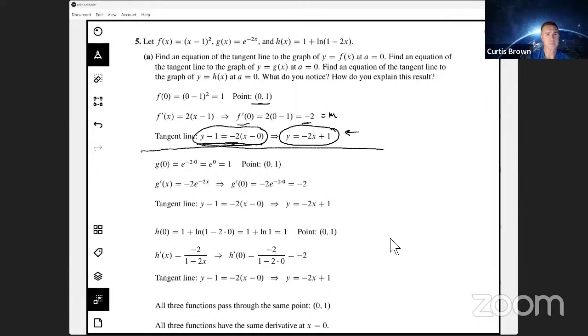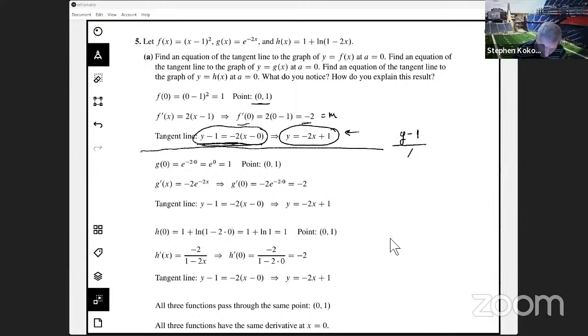Right. Here's one other question that we frequently get in this case. What if a student writes the equation of the tangent line like this?